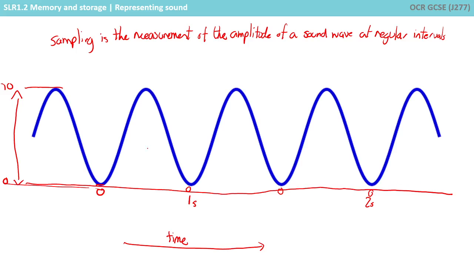Okay. Now, if we measured every quarter of a second, we're going to measure here, it's 10. Then we measure here, it's 10. We measure here, 10, 10, 10. So here, we're measuring every quarter of a second. We're sampling once every quarter second. So our actual digital sound wave would look like this.